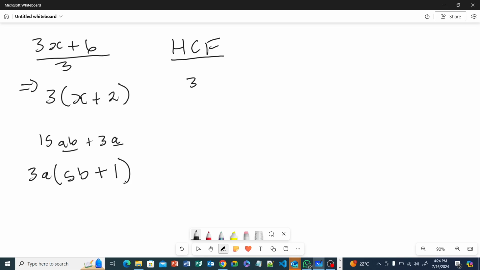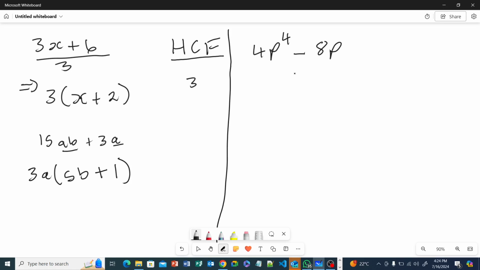Feel free to pause the video and attempt it on your own, and let's see if you are going to get it. Now let's say you have 4p to the exponent of 4 minus 8p. Can you try it? Please pause the video and try to solve it. If you were to factorize that, you need to take out the highest common factor between the two terms, which will be 4p.